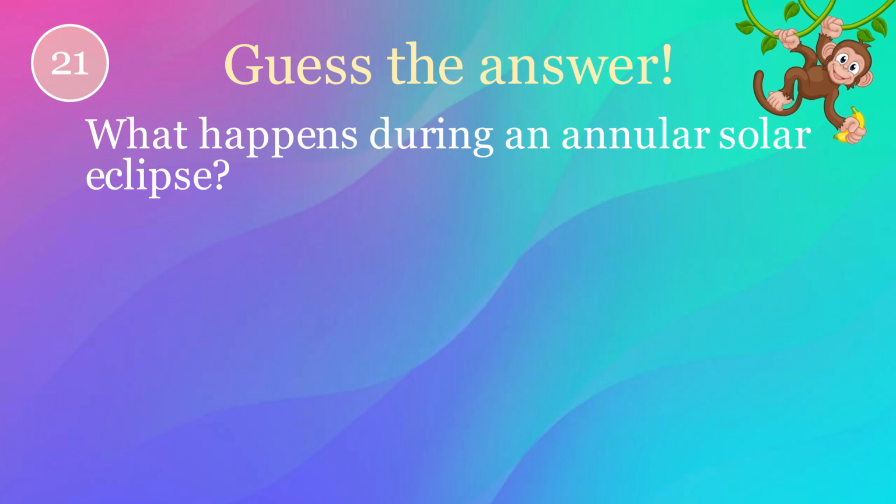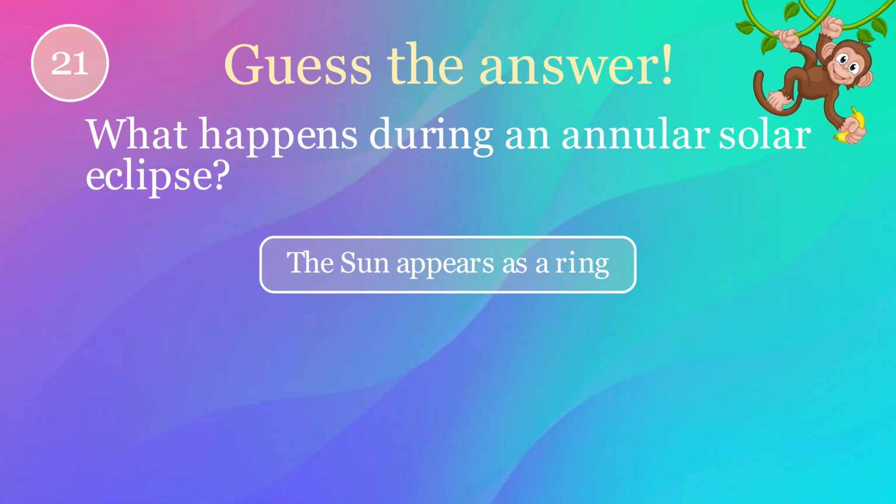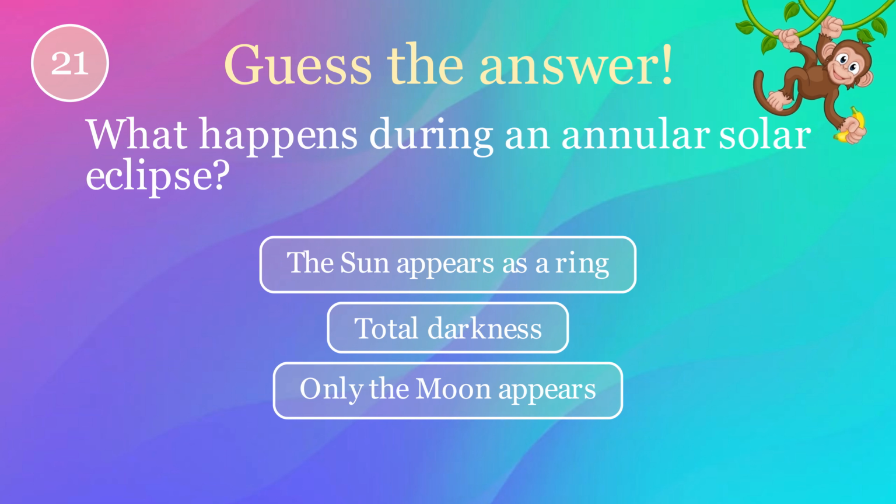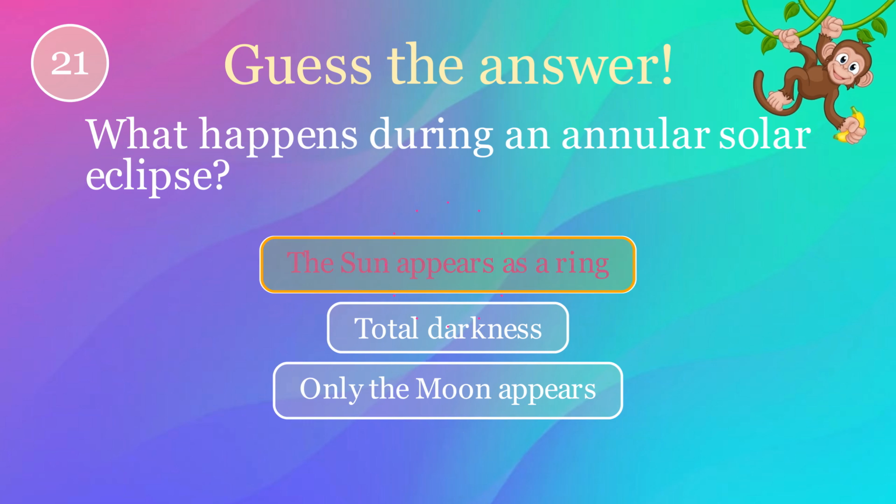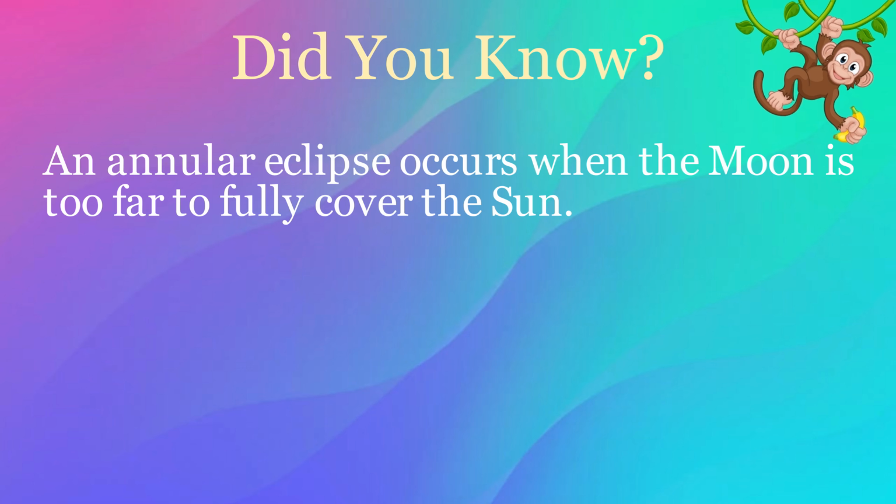What happens during an annular solar eclipse? The Sun appears as a ring. Total darkness. Only the Moon appears. The correct answer is, the Sun appears as a ring. Here's an interesting fact: an annular eclipse occurs when the Moon is too far to fully cover the Sun.